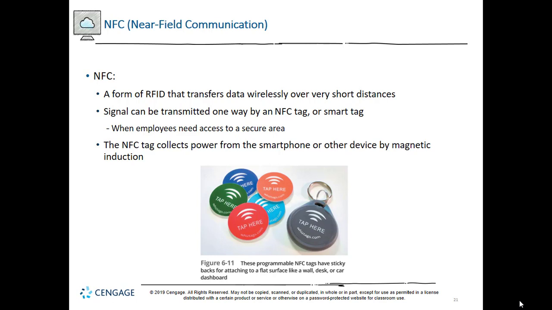Another type of device is NFC. If you ever shared your virtual business card or a photo with a friend by tapping your smartphones together, then you've used NFC, or near field communication. It's a form of RFID that transfers data wirelessly over very short distances, usually 10 centimeters or less. A tiny antenna embedded in the device sends its radio signal at a frequency of about 13.56 megahertz.